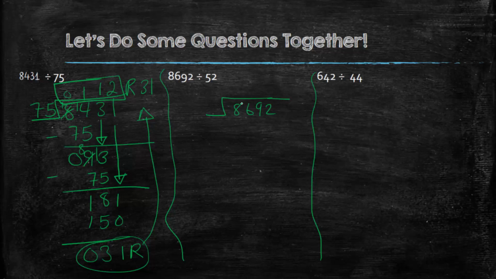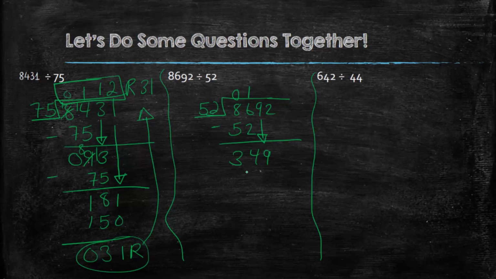8,692 divided by 52. How many times does 52 go into 8? 0. How many times does 52 go into 86? Once. 1 times 52 is 52. We do a little subtraction. 6 minus 2, 4. 8 minus 5, 3. We drop the 9 down. 349. How many times does 52 go into 349?